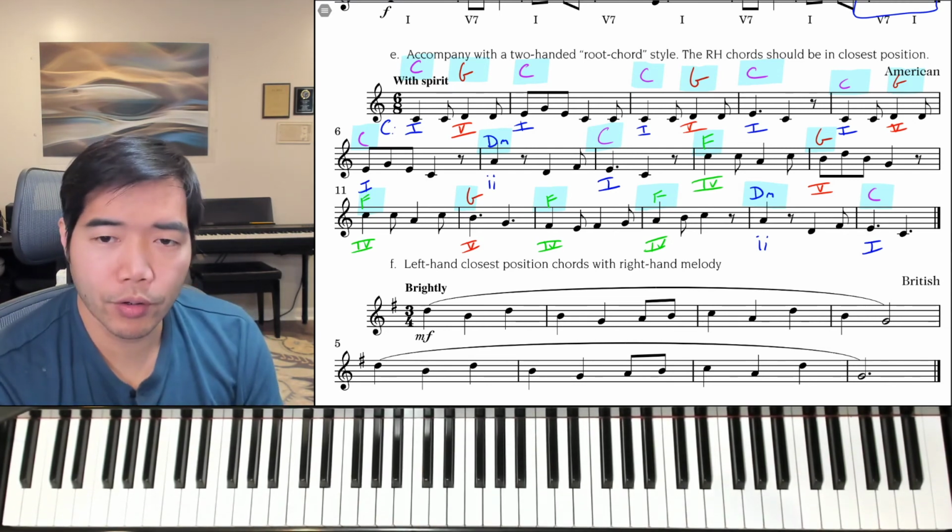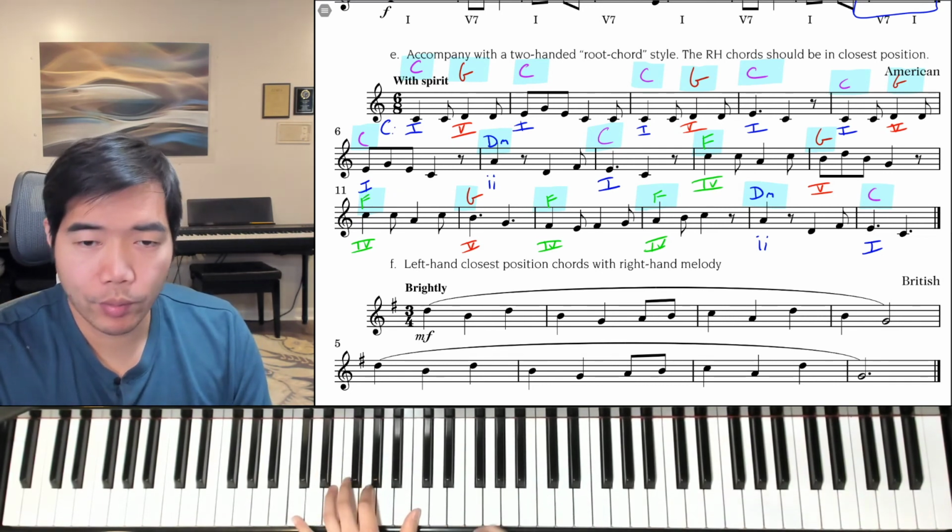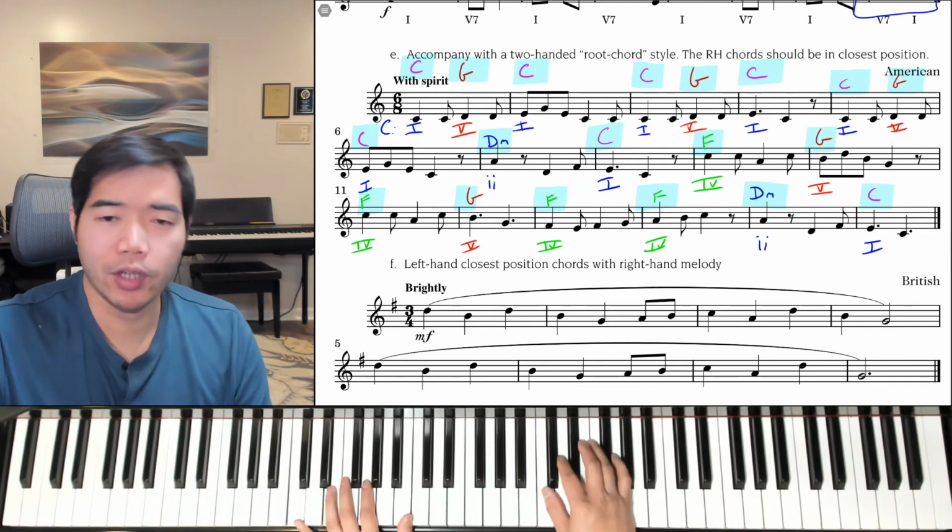And just for your enjoyment, let me show you what this sounds like if I do the chords, the harmonies, the way we did with the melody. I'm going to play the melody up an octave. It sounds like this.